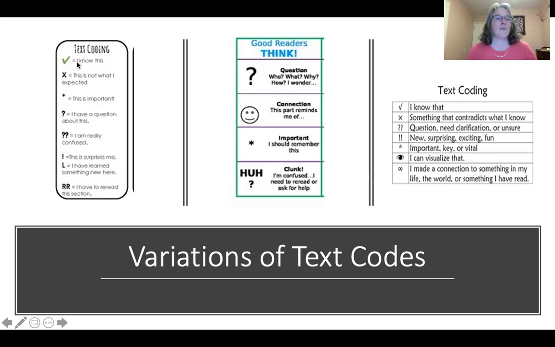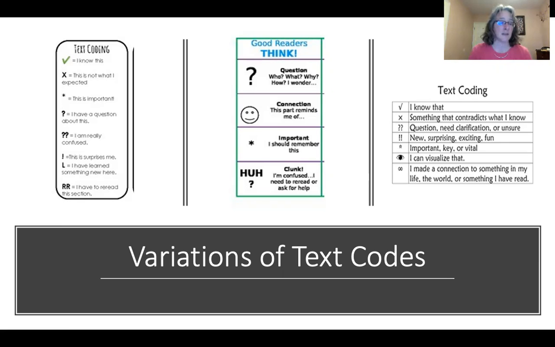We have some examples, like a check for I know this, the X for this is not what I expected or contradicts what I already know, an asterisk for this is important, a question mark for I have a question about this, or I'm really super confused. I would usually put, if that was the case, a question mark, exclamation mark, question mark.